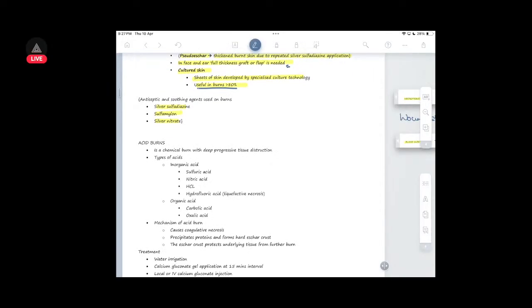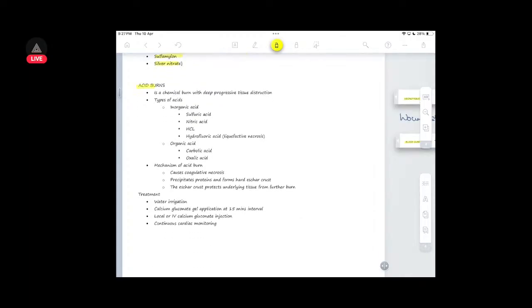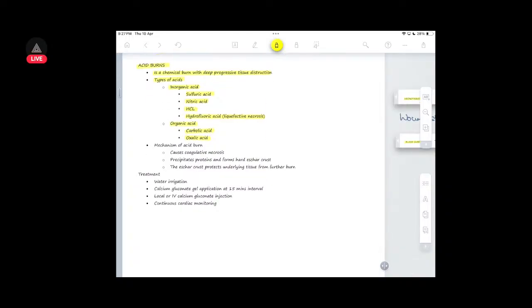Then you have acid burns. Acid burn is a chemical burn with deep progressive tissue destruction. Types of burn: you have inorganic acid and organic acid. Inorganic: sulfuric acid, nitric acid, HCl, and hydrofluoric acid. Organic: you have carbolic acid and oxalic acid.